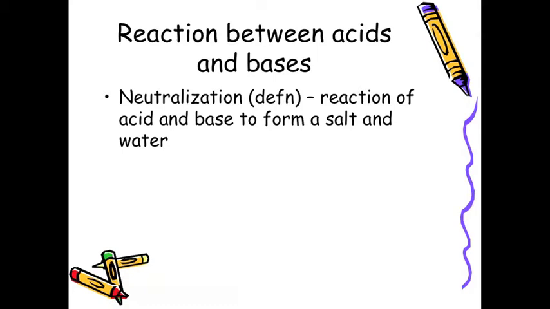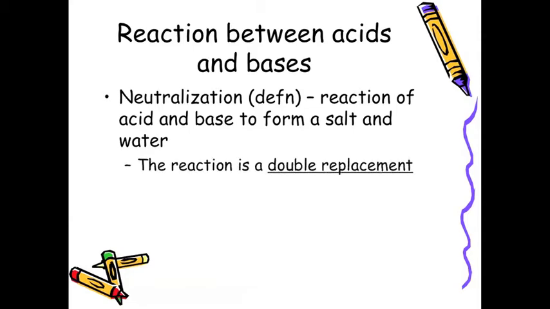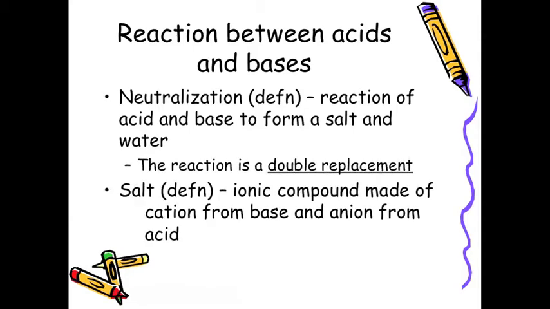So, if you react an acid and a base, a neutralization reaction happens. In this type of reaction, you have an acid and a base reacting together to form a salt and water. These reactions are always double replacement reactions, and the salt that is made is the ionic compound made of the cation from the base and the anion from the acid.